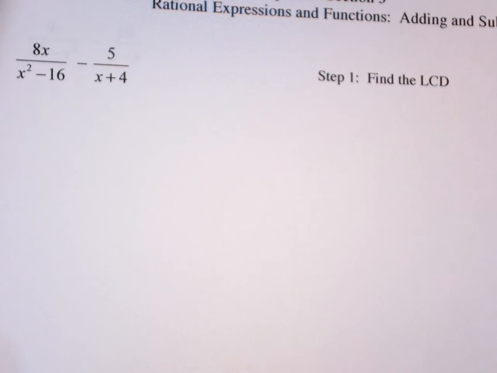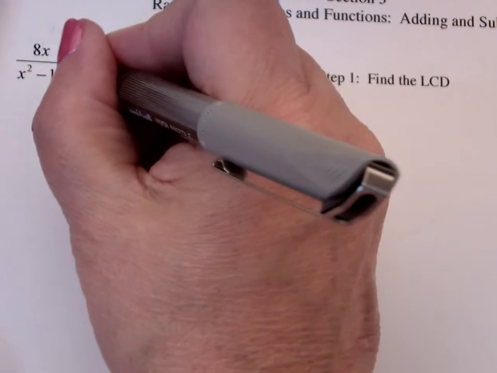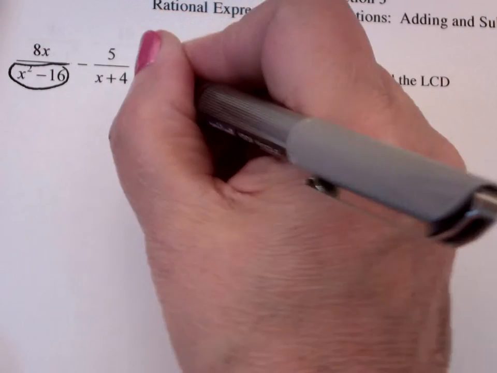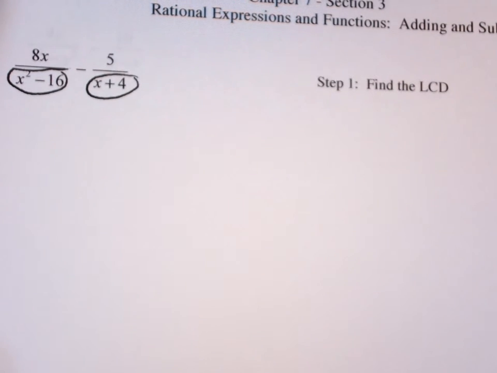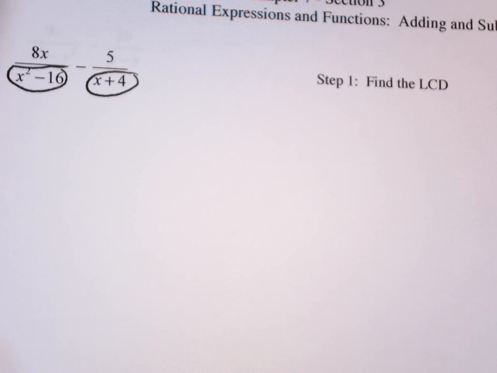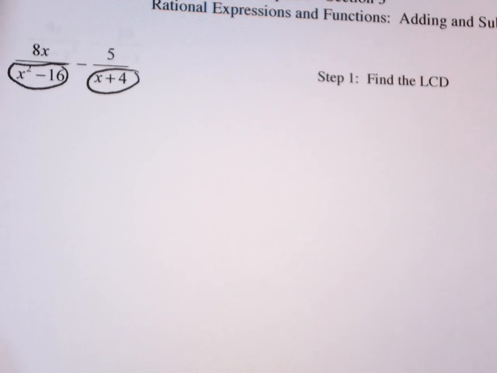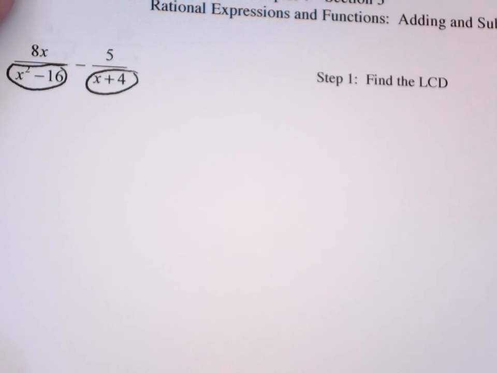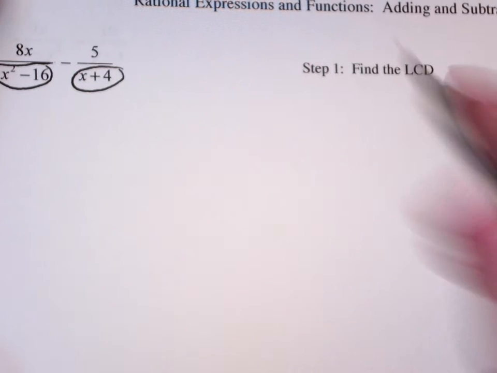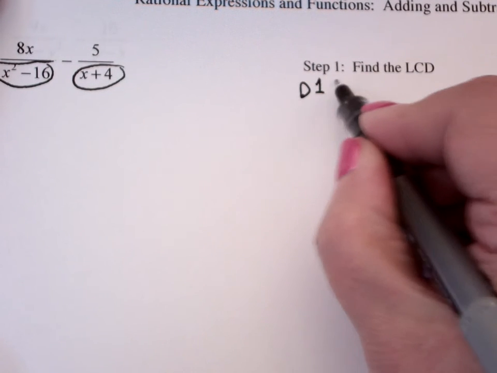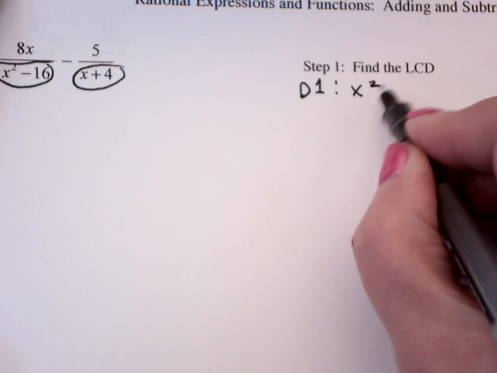Okay, so here we go. First thing I have to do, because I look at the two denominators, and if I circle them, they aren't identical. So that means in order for me to subtract them, I have to count the same size pieces. They aren't the same size. So I need to first find the LCD. So Dem 1 is x squared minus 16.